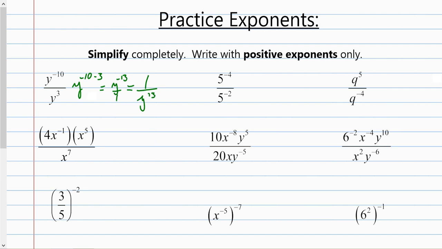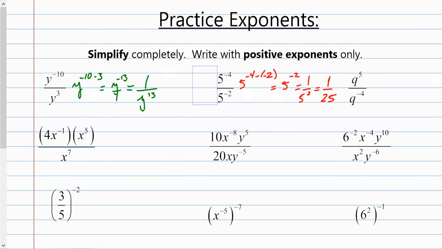For this next problem, I'm going to have 5 to the negative 4 minus a negative 2 because of my quotient rule. Which is going to give me a 5. Negative 4 minus a negative 2 is a negative 2. Same rule applies here. This is going to become a 1 over 5 to the second power, or a 1 over 25.